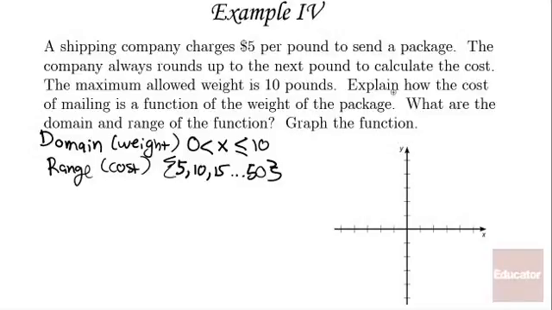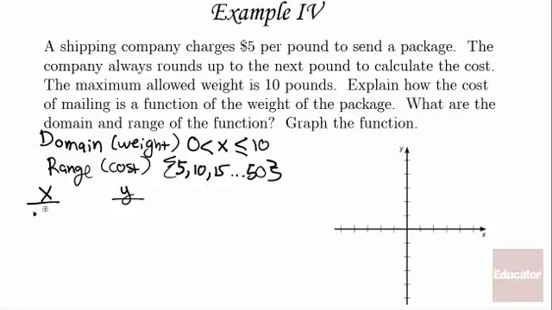Now explain how the cost of mailing is a function of the weight of the package. Well, the cost of mailing depends on the weight of the package. So if my X value is weight and my Y is the cost, I have X as my independent variable and Y as my dependent variable. And the cost of mailing is a function of, or is dependent on, the number of pounds, the weight. Okay, something interesting happens because of this rounding up and because of there just being discrete numbers in the range.